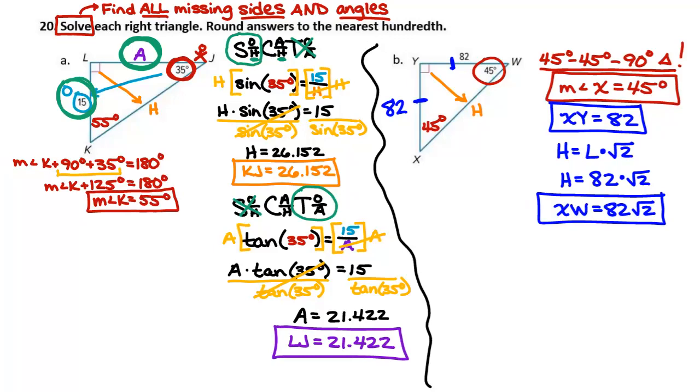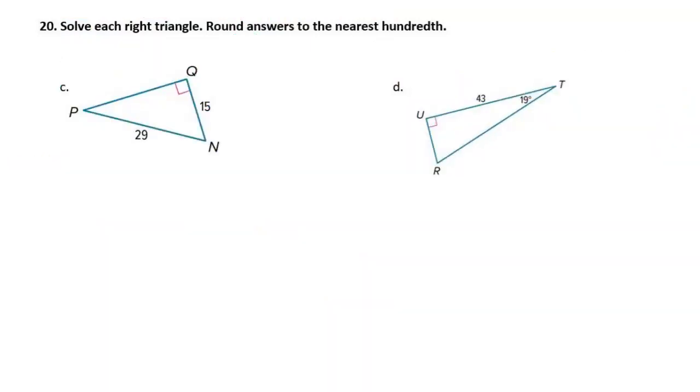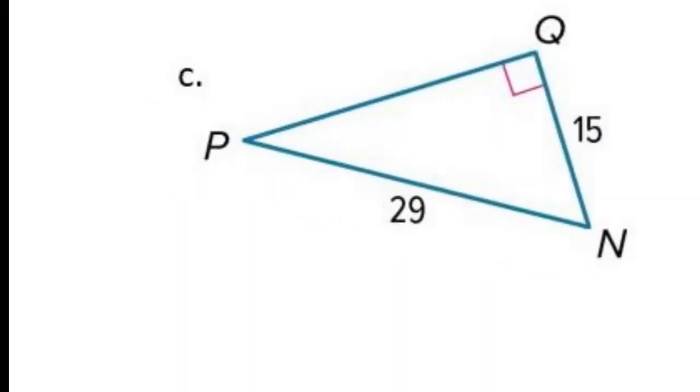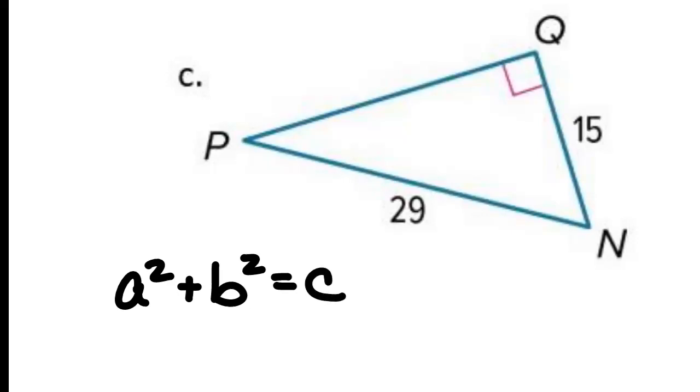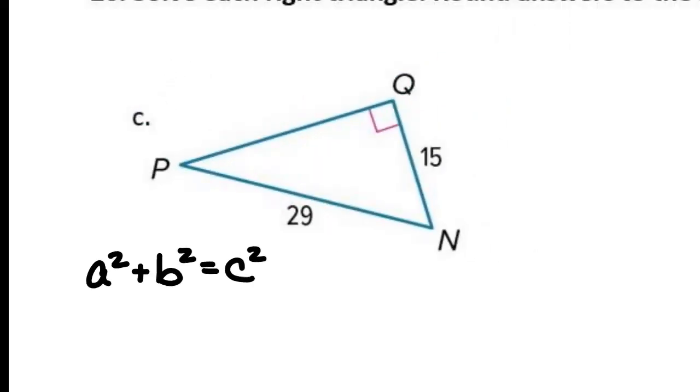Two of the 4 parts down. Part C. How many sides do we know? 2. What do we use to find the third side of a right triangle when we know 2 of them? Pythagorean theorem. So that's the first thing we need to do on this, is find that third side. A squared plus B squared equals C squared.